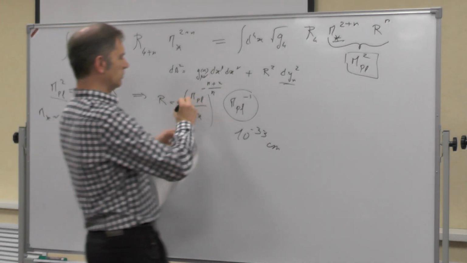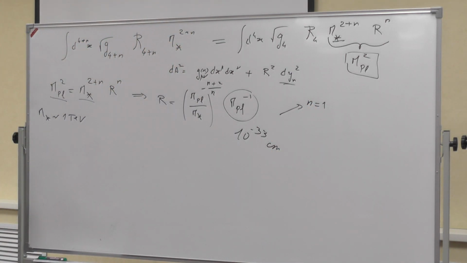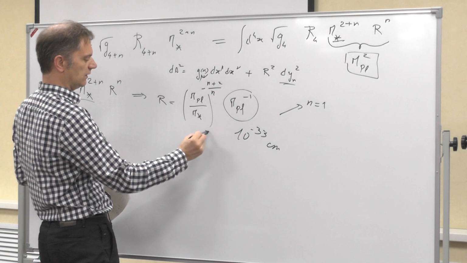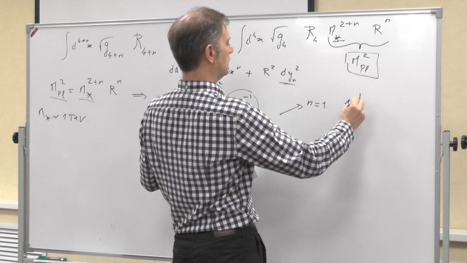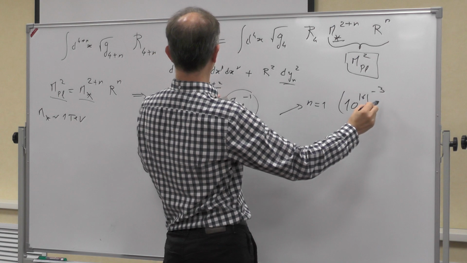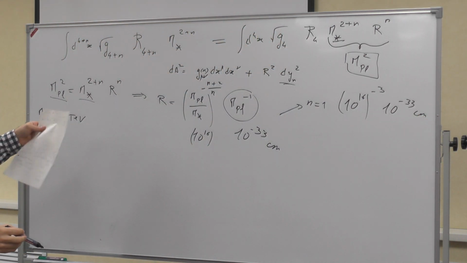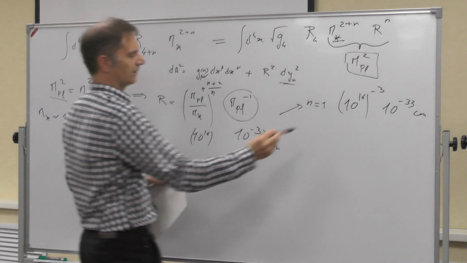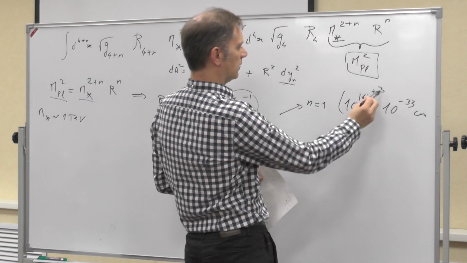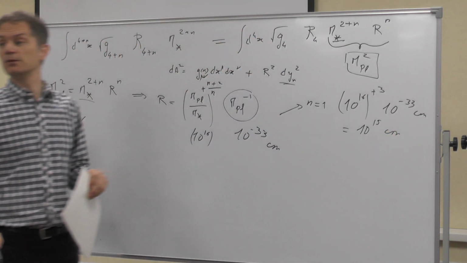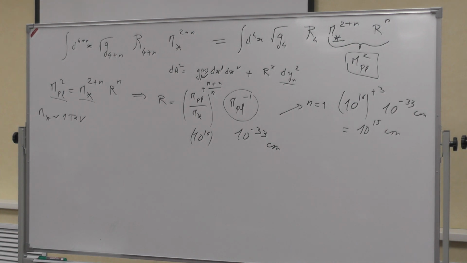So now you can solve this equation. Let's say you assume that there is only one extra dimension. In this case, M Planck 10 to the 19 divided by 1 TeV is 10 to the 16, to the power, okay, 10 to the 16 times 10 to minus 33 centimeters. And this should be 10 to the 15 centimeters. So with one single extra dimension, you can lower the scale of quantum gravity to 1 TeV, provided that the size of this extra dimension is of the order of 10 to the 15 centimeters.